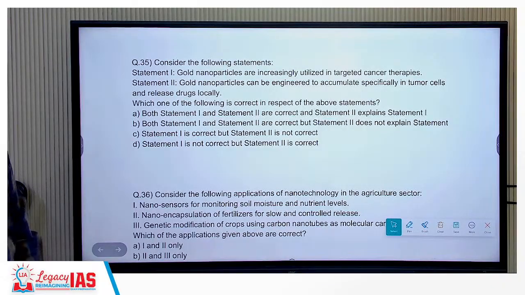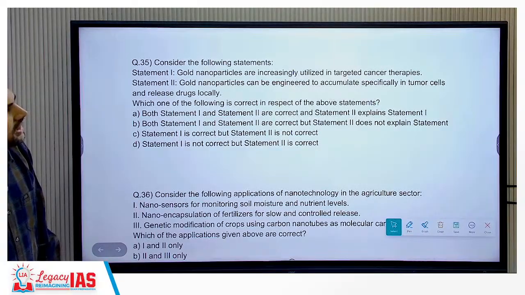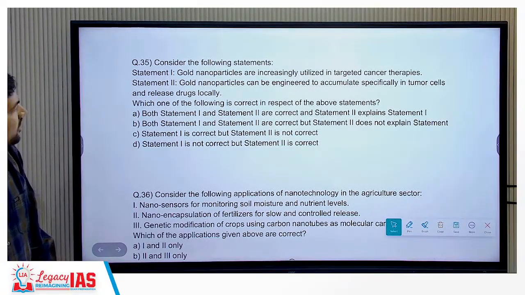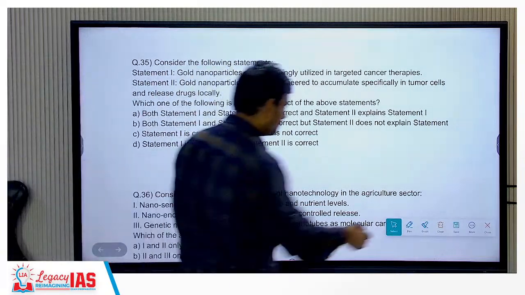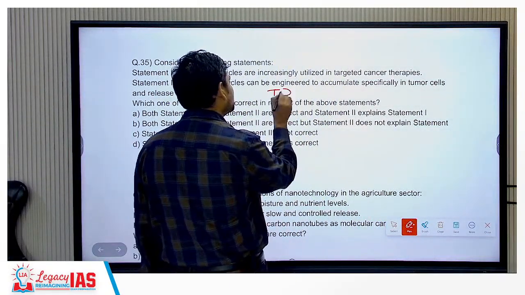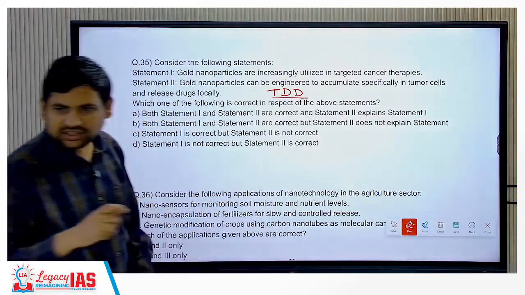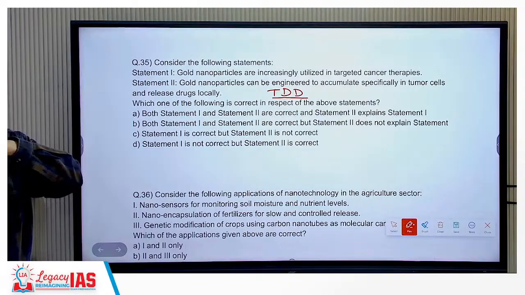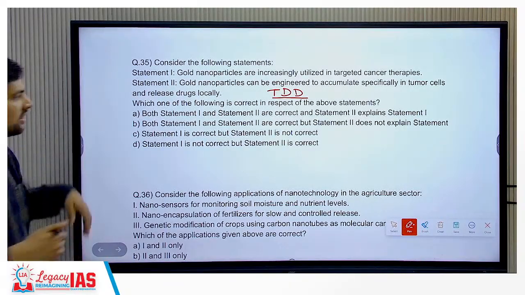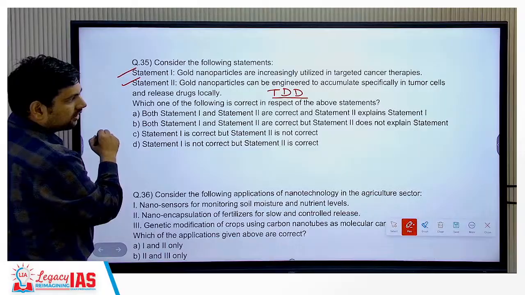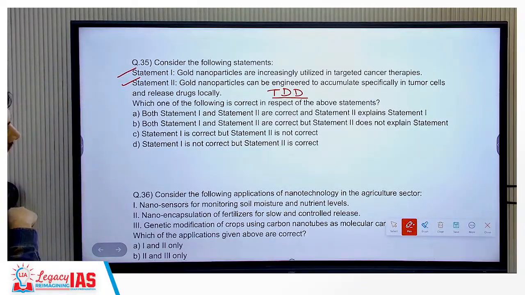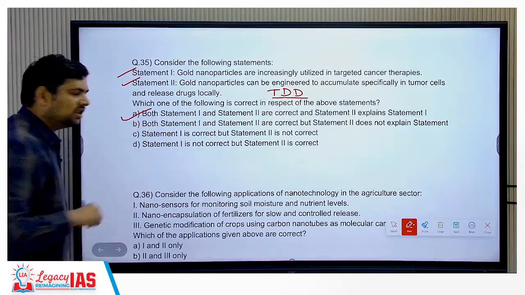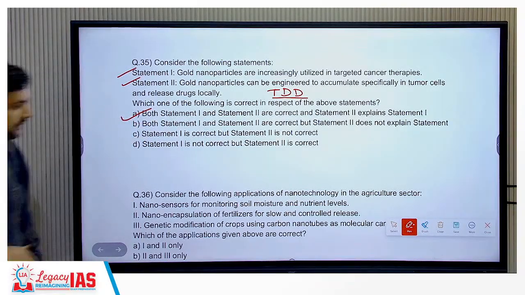Then gold nanoparticles are increasingly targeted in cancer therapy. Yes. Gold nanoparticles engineered to accumulate specifically in tumor cells and release drugs locally. This is targeted drug delivery. We have read this, correct? Gold nanoparticles do this very well. They will go and attach to that particular cancer cell and then they will release the drugs. So both of them are correct. Explanation, okay. Increasingly utilized in targeted, yeah, okay. So this is also the correct explanation. Answer becomes A.